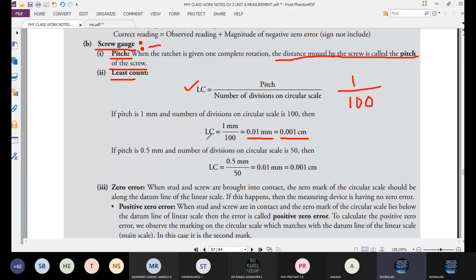In case the circular scale reading is 100, or 50, if the circular scale reading is 50, pitch value 0.5 and circular scale value 50, then you will get 0.01 mm, that is the least count. In centimeter format, 0.001 cm. Okay, pitch and least count, two formulas, please note them.